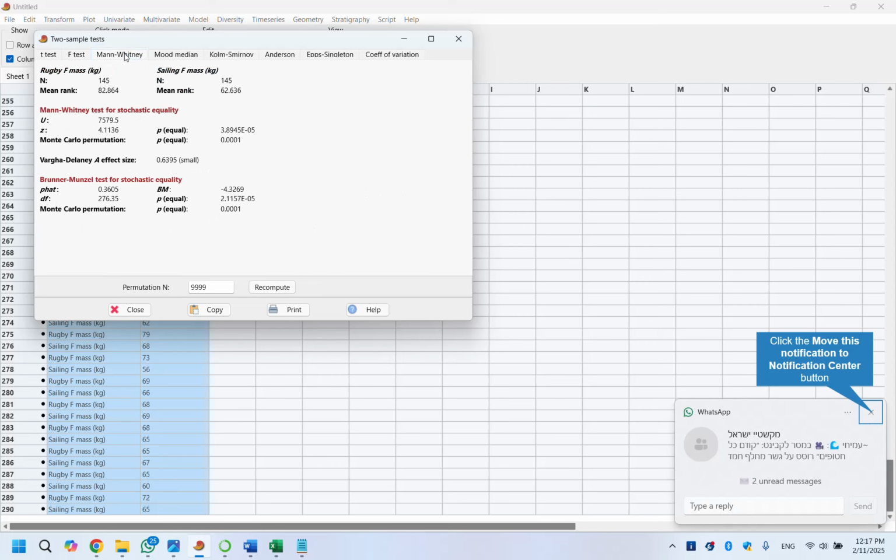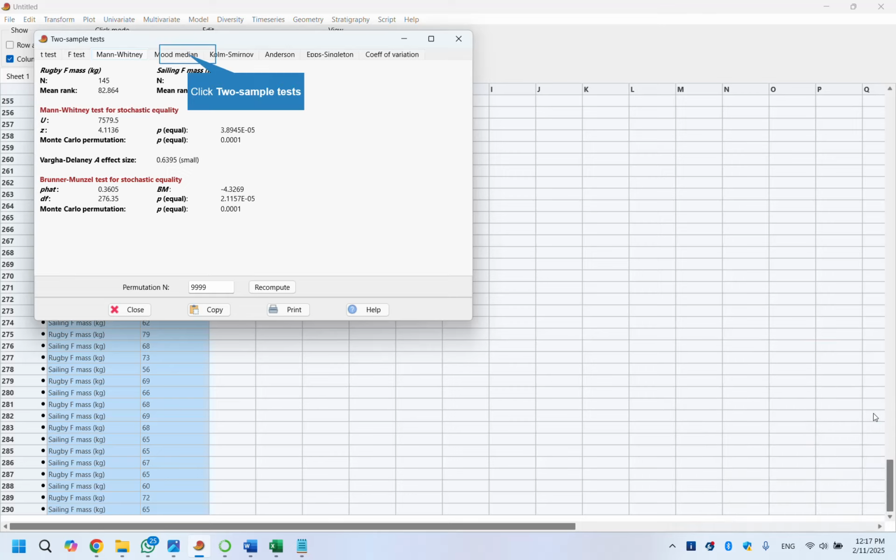For instance, the Mann-Whitney test, which does it without assuming normal distribution of the population and other assumptions. And again, it did the whole thing, and the p-value for equal medians in this case is again very low, and we can accept the hypothesis.